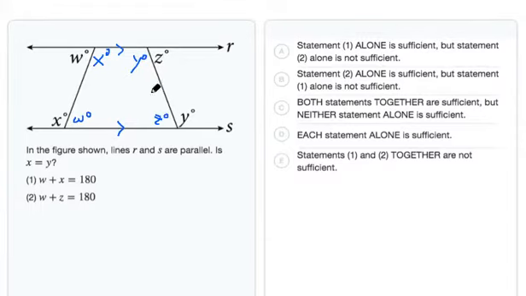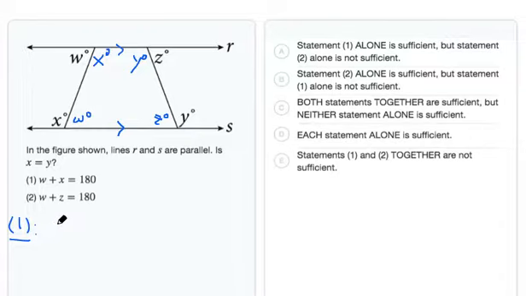Now that we have those labeled, we can deduce some information right off the bat. We know that X plus W would equal 180 because they're supplementary. They're lined up against a parallel line here. We have Z and Y, and the sum would be 180. Same thing for these two angles and these two angles. If we need that, we can write that down a little bit later. So let's take a look at statement 1.